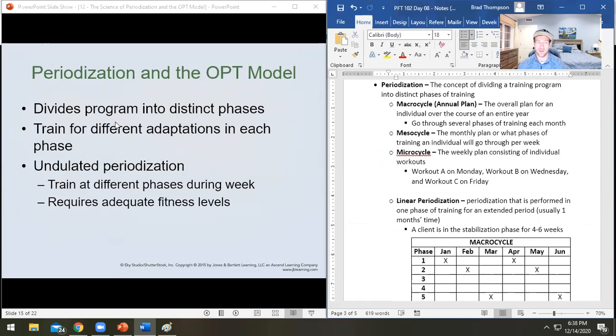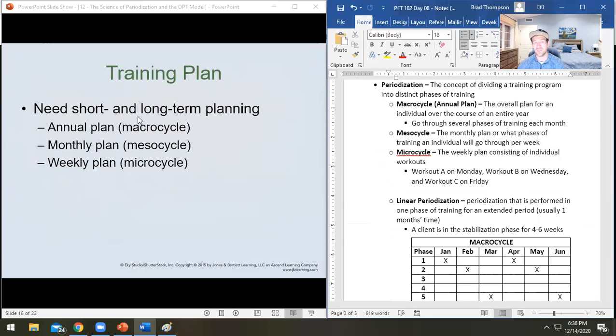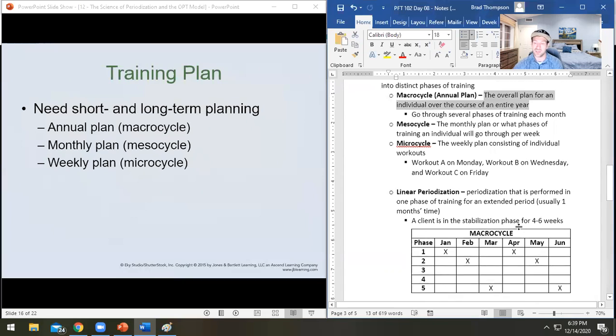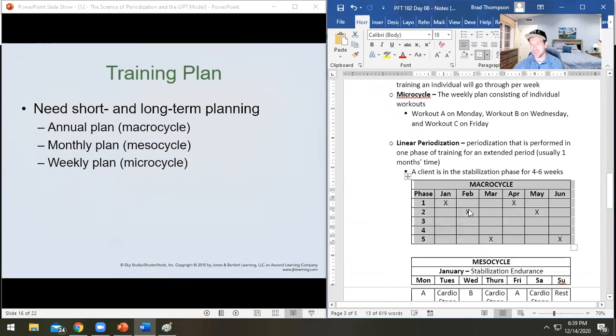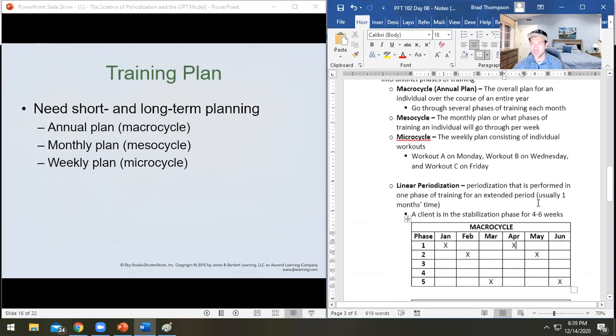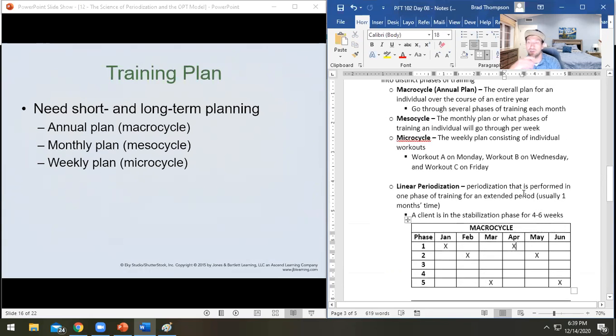And so when you look at that, we have the need for long-term planning, like a full year, and short-term planning, which is either a month or a week, right? So a macro cycle, which is often simply referred to as your annual plan. This is the overall plan for an individual over the course of an entire year. By the way, you can see here I gave an example of that, but I only broke it down for 6 months just to keep it on the page. So a macro cycle is your annual plan. You are going to go through several distinct phases every year, right?